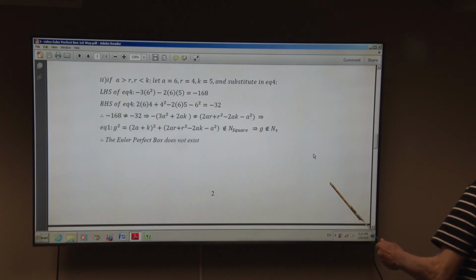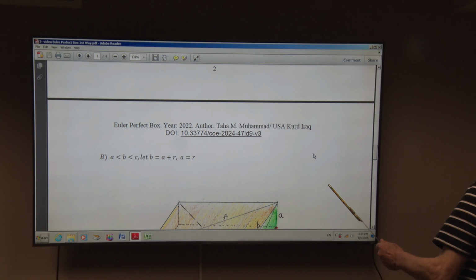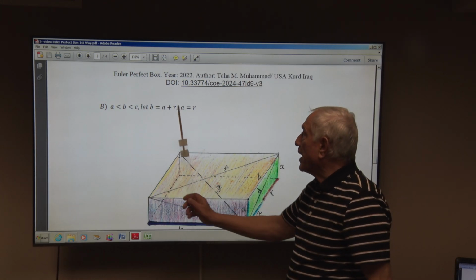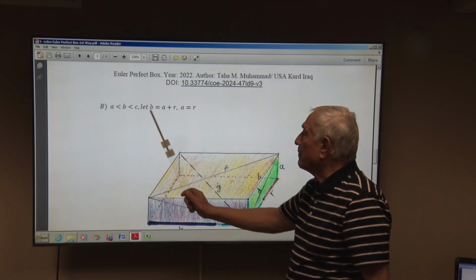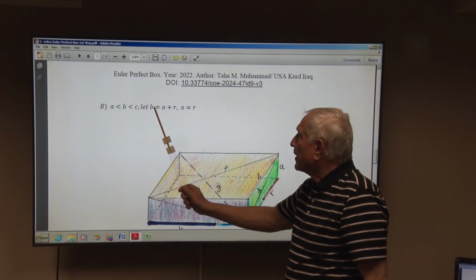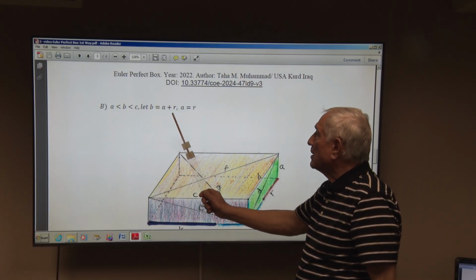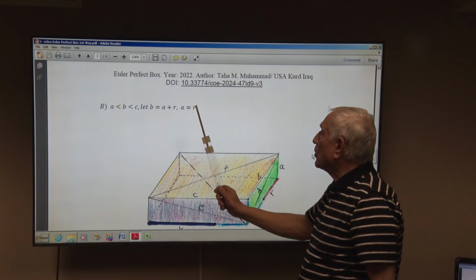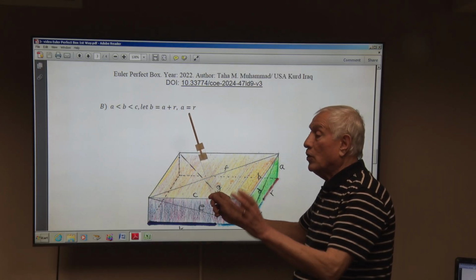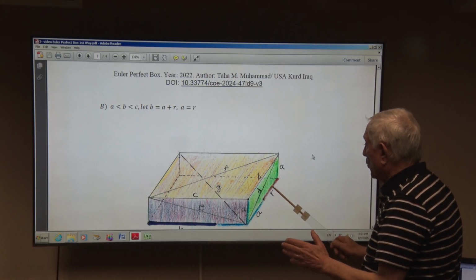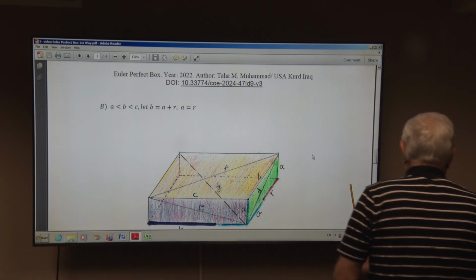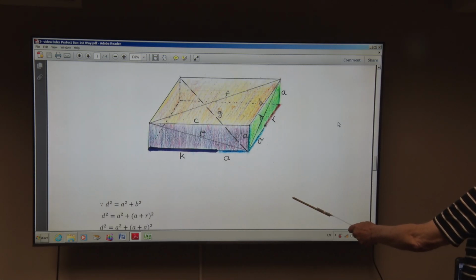Okay, we are done with part 1, but what about A equals R? I told you part B, A equals what? R, and I have this condition, A smaller than B, smaller than C, and let B equal A plus R, and A equal R. Remember, A greater than R, A smaller than R. Now A is equal to R. When they are equal, then use D only. Diagonal D by the Pythagorean theorem.